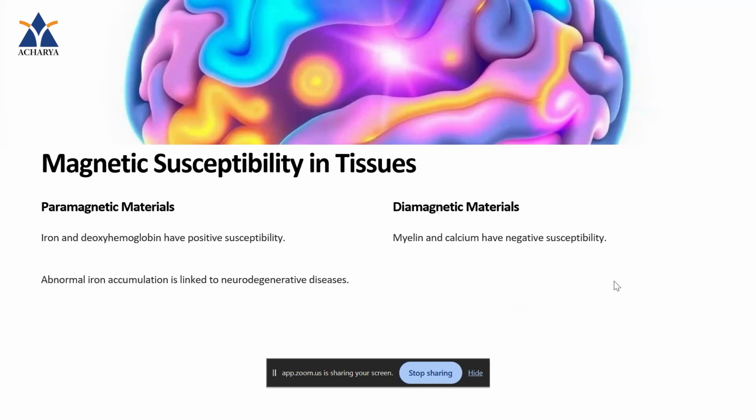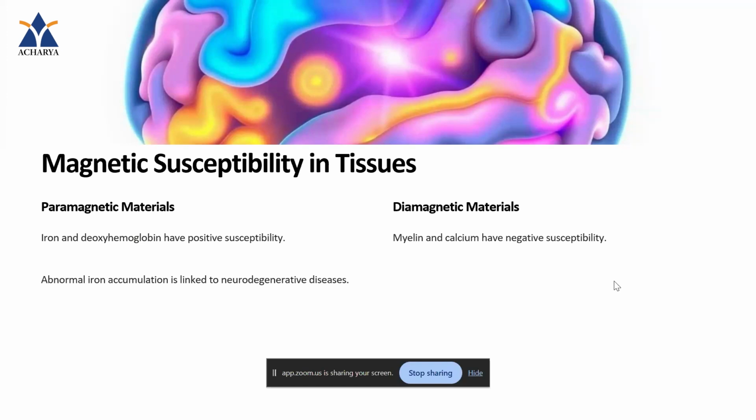Moving on to the magnetic susceptibility in tissues. So what do you mean by magnetic susceptibility? It is nothing but when any material is placed in an external magnetic field, what will happen? It will be magnetized, right? So when you place any material, you will see how it reacts to the external magnetic field. That is called the magnetic susceptibility.